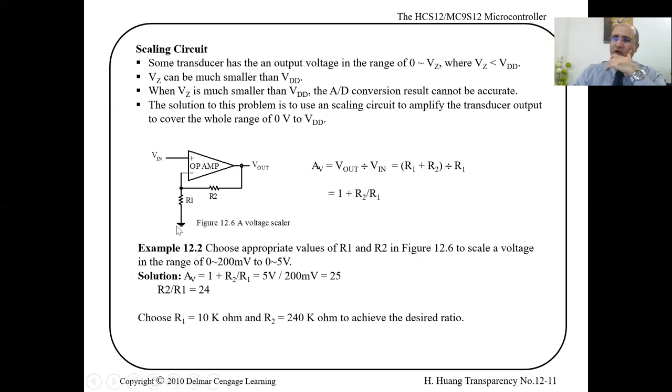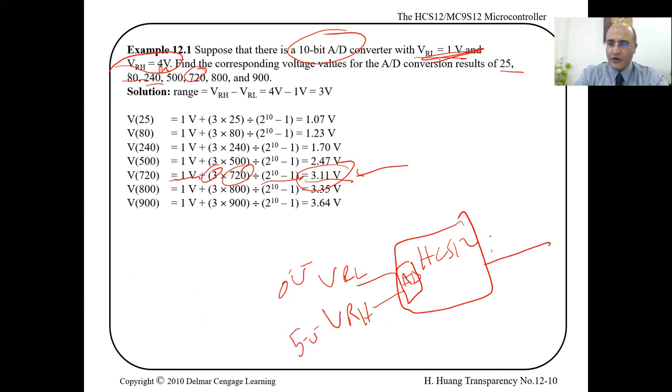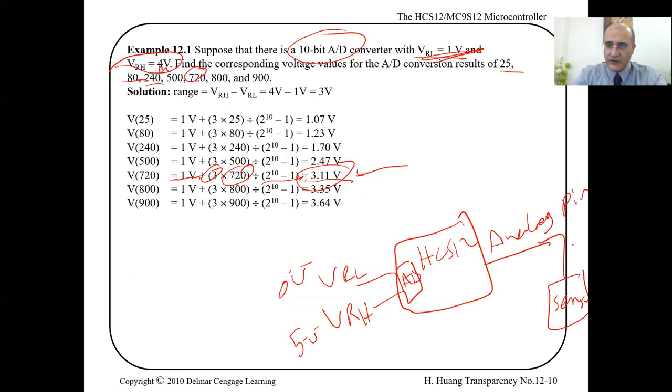Sometimes, guys, let's assume that this is the microcontroller, and the voltage reference low and voltage reference high applied to the A to D inside are 0 volts and 5 volts. And your analog pin is sensing a voltage coming from a sensor, something that is always from 0 to 1 volts, representing a temperature from 0 Celsius to 100 Celsius.